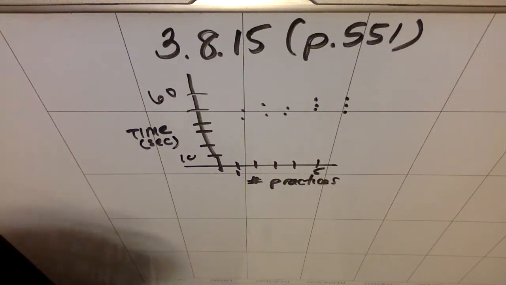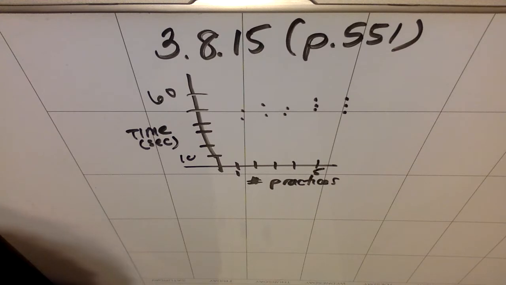SAT prep. This is 3.8.15 on page 551, so that's practice test 3, section 8, number 15. This is a really bad version of the graph that is in the book that has maze completion times. I didn't label that on the top of my graph, but you have the graph in the book and it's better than my graph.